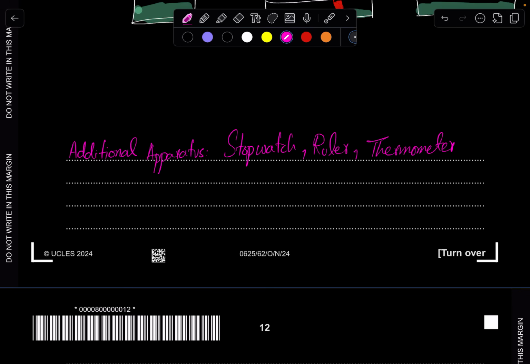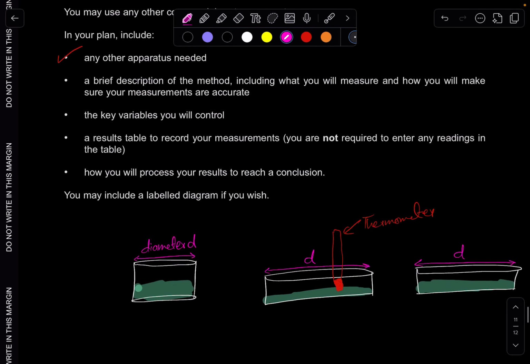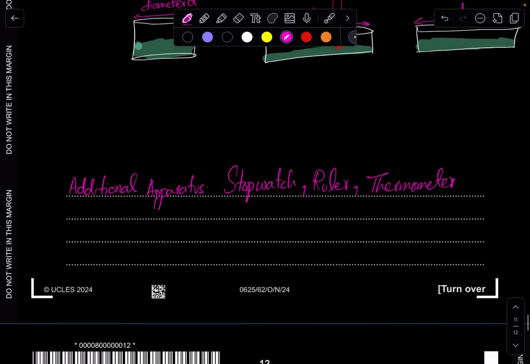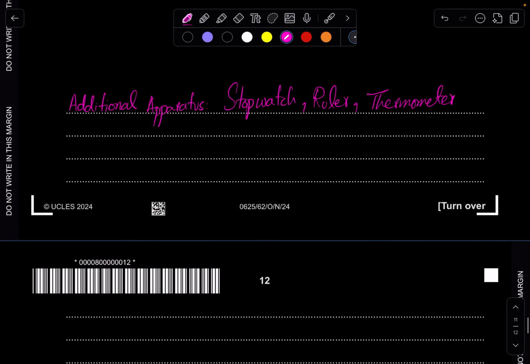Then they're asking for the key variable that we're keeping constant. It's your choice, you can break down the sequence, or you can go in the sequence. I will prefer to write down the key variables that I will keep constant. So, constant variables, what I will keep constant.